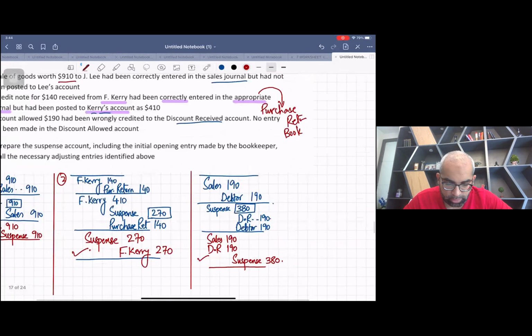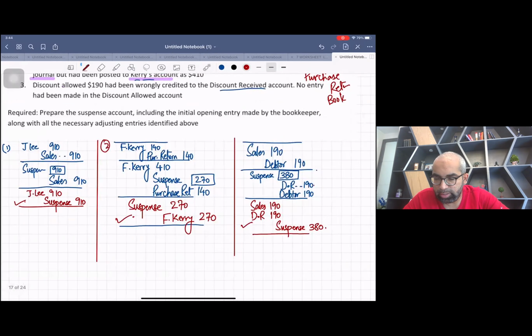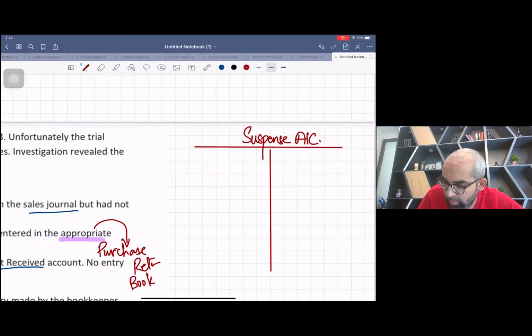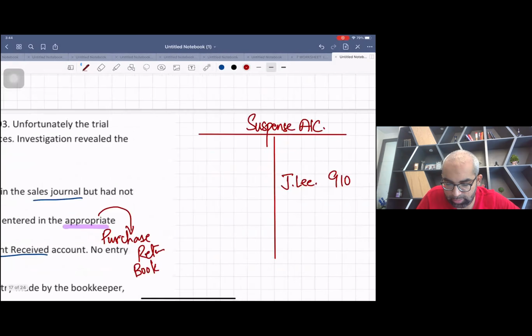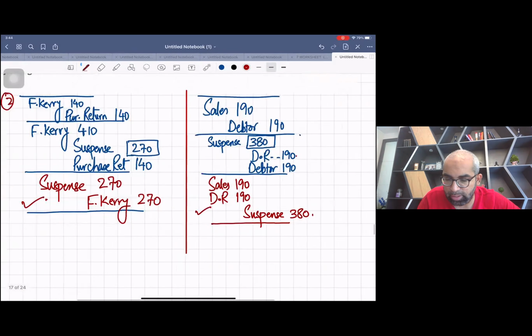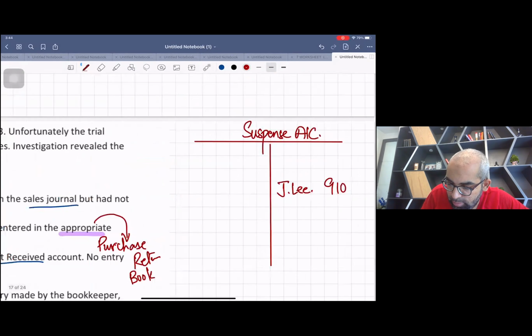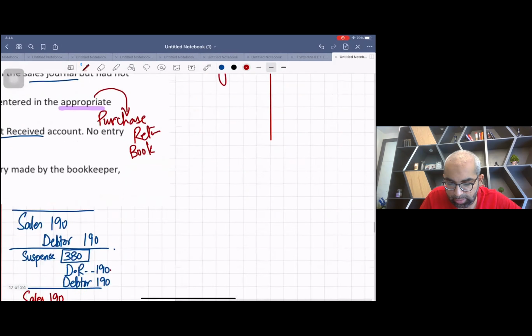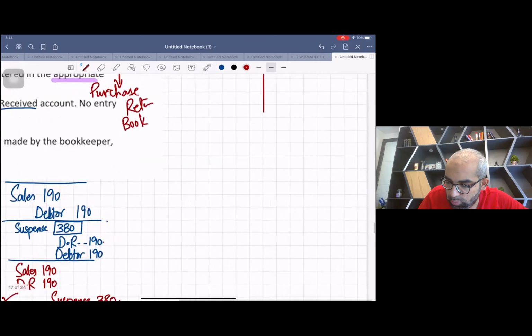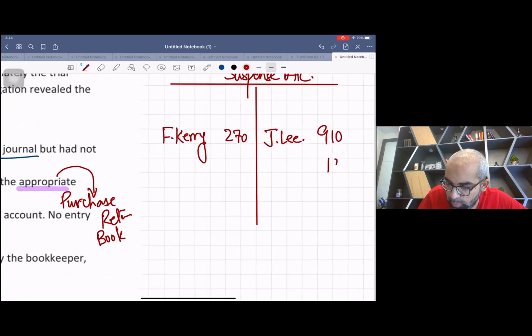Okay, so the first entry, JLE debit and suspense credit. So we'll credit suspense by 910, we'll write JLE. In the second entry, suspense debit, F carry credit. So we'll debit suspense by 270, we'll write here F carry. In the third entry, suspense is credit. So 190, 190. One time I'll write sales, one time I'll write discount received.